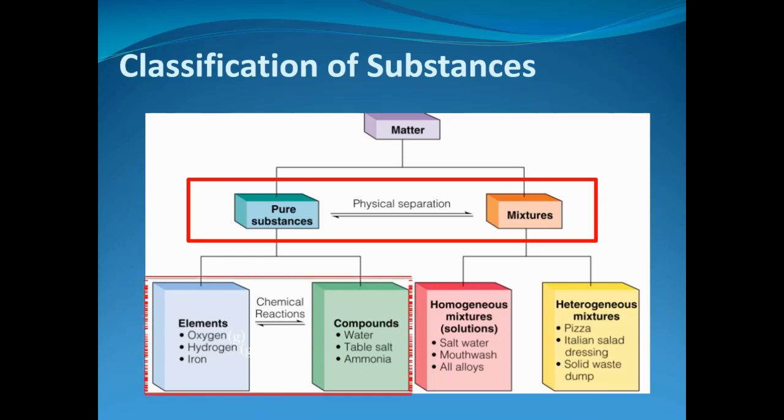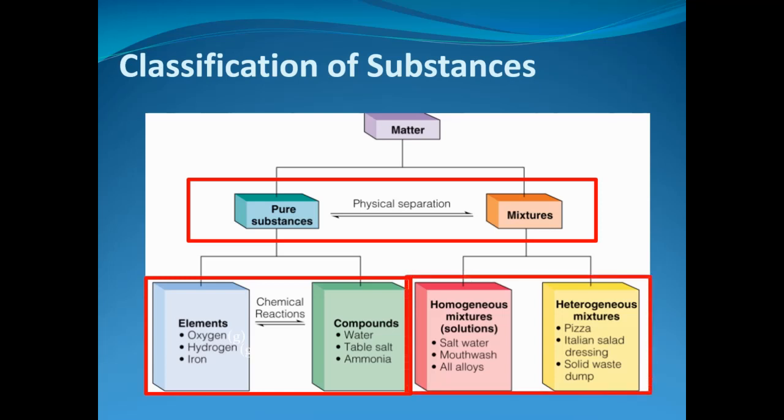First, let's look at pure substances. Pure substances are further subdivided into elements that cannot be broken down into simpler substances, such as iodine, or compounds, such as the sodium bicarbonate, which can be broken down into simpler substances. Mixtures can be defined either as homogeneous, such as salt water or mouthwash, or they can be heterogeneous, things like pizza, Italian salad dressing, and so on.